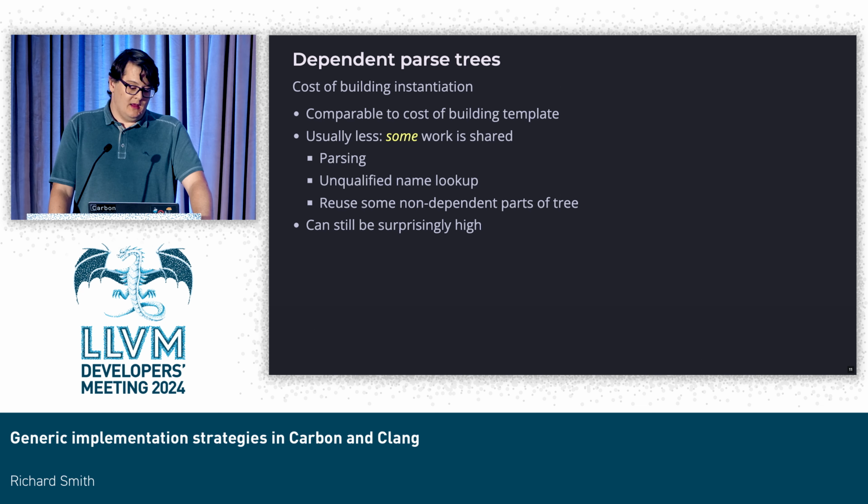So overall, the cost of building an instantiation in Clang's model ends up being comparable to either the cost of building the template or the cost of building the instantiation as if you parse it from source, except that we can share some of the costs. So we're not parsing it again, we're not forming tokens again, we get some savings from that. And we don't do unqualified name lookup again, and we get some savings from that as well. But a lot of the rest of the cost actually has to get paid each instantiation. And we do manage to reuse some of the non-dependent portions of the tree, but less than we might like.